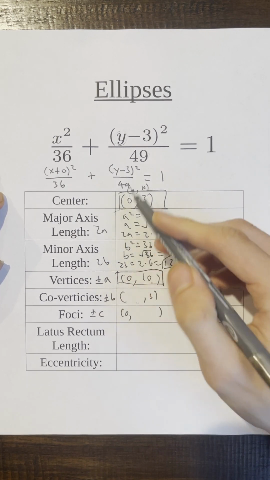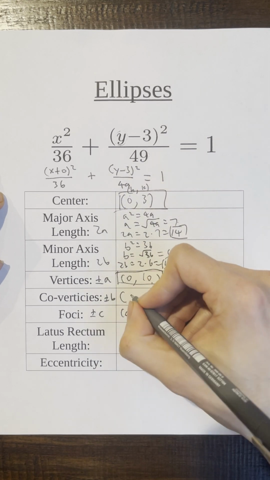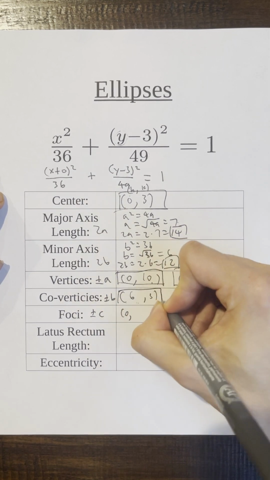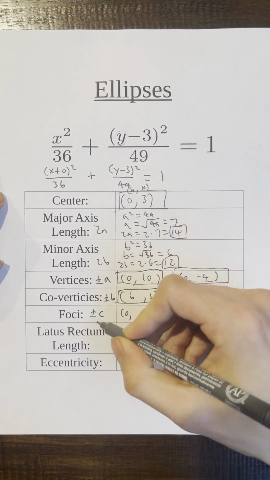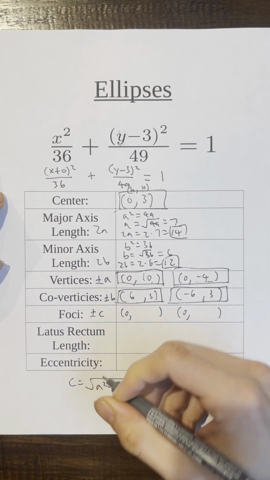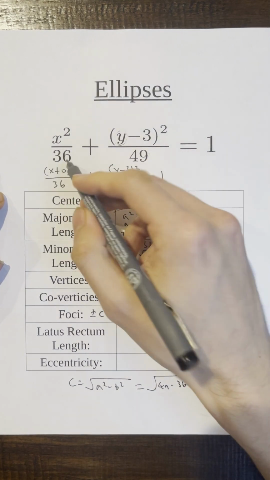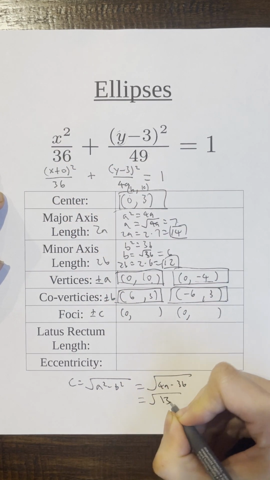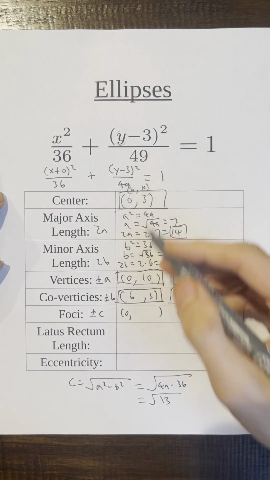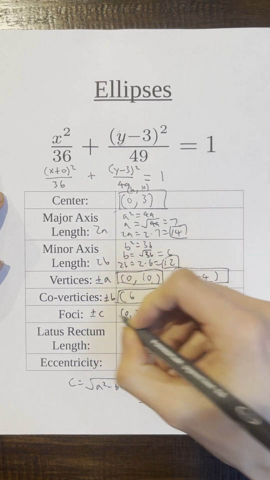What goes here? So h plus b, so 0 plus 6 is 6, and then 0 minus 6, that's negative 6. And then to find c, you need to use this formula. And a squared is the larger of these two, so 49. B squared is the smaller of these two. 49 minus 36, that's 13. Okay, so k plus c, so 3 plus root 13, and then k minus c.